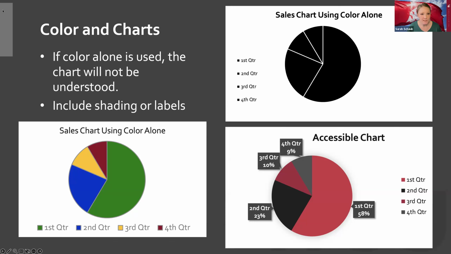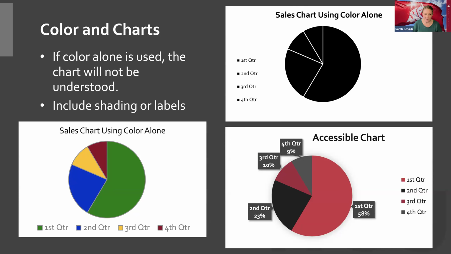Color and charts. So it's really important to not just use color alone because the chart will not be understood without the proper labels. So I have a sales chart using color alone. It's just broken up into first, second, third, and fourth quarter. No additional information is given, and it's all in black. So that doesn't really tell the user the kind of information that they need in order to discern what is in this chart.